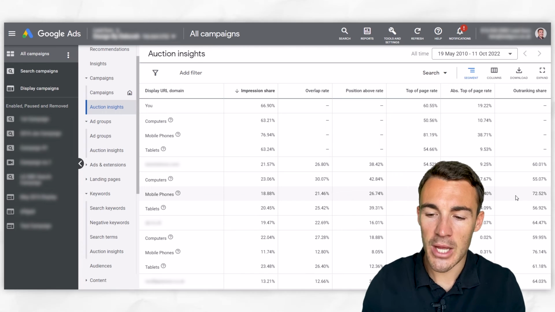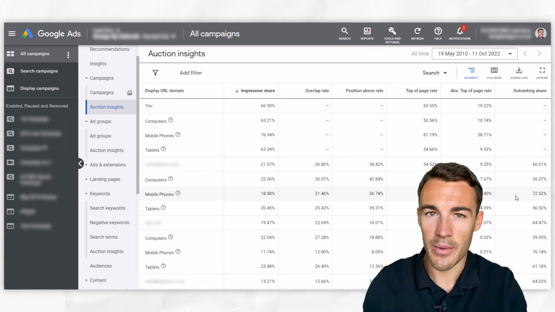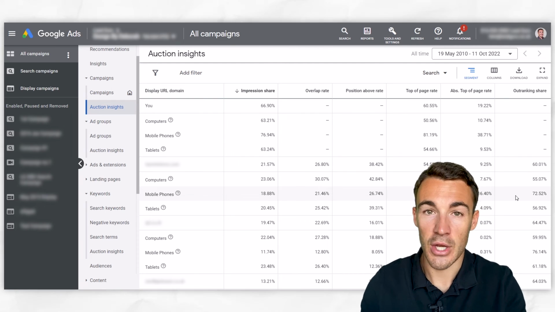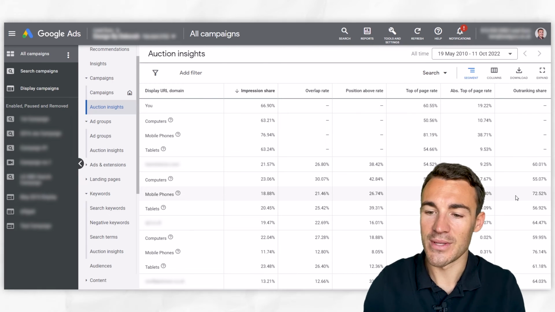So spend a bit of time with these segments and work out, okay, what's going on here? How do I stack up with my competition? Have they worked out something that I'm not aware of? Am I missing out on opportunity here? You can find a lot of info with this data in here.